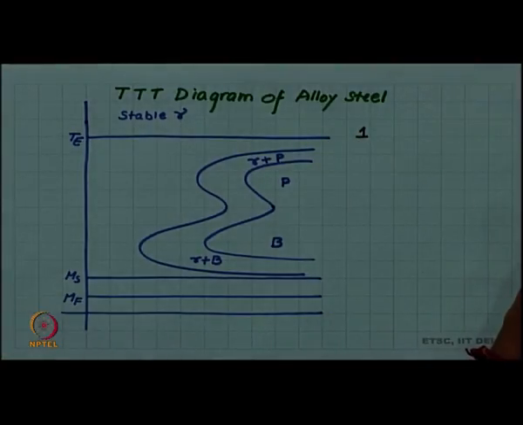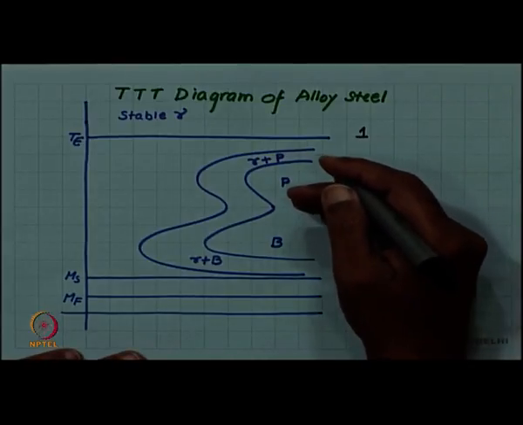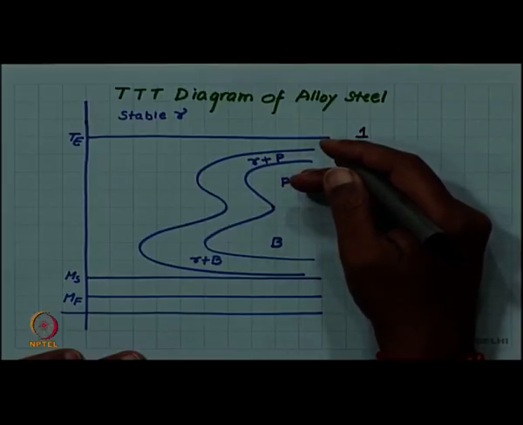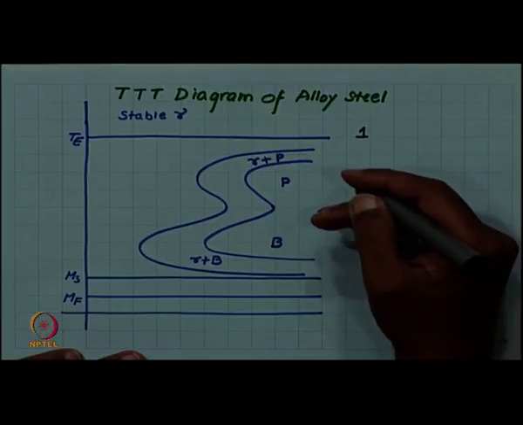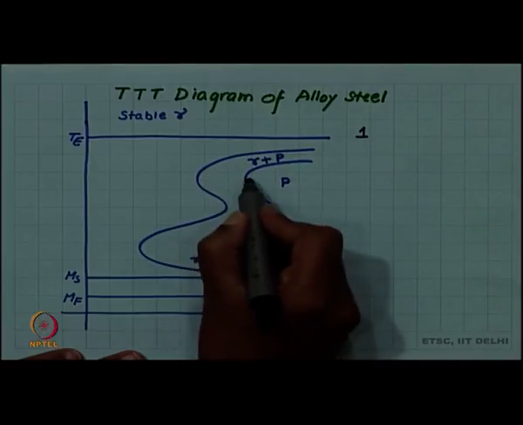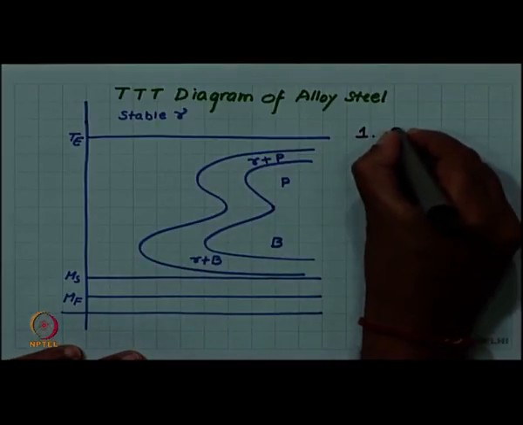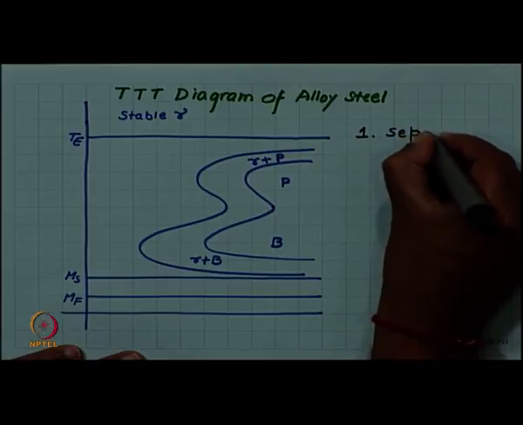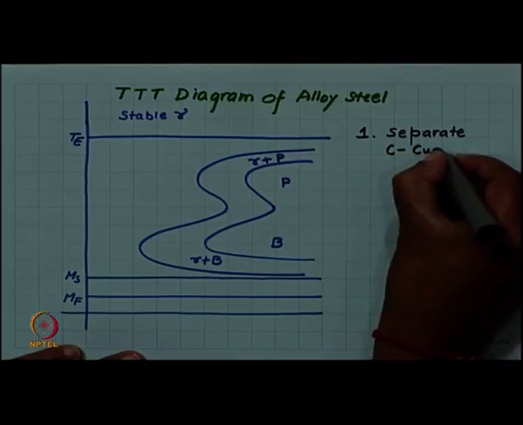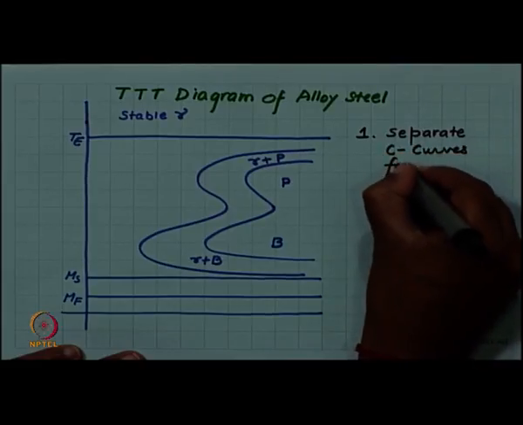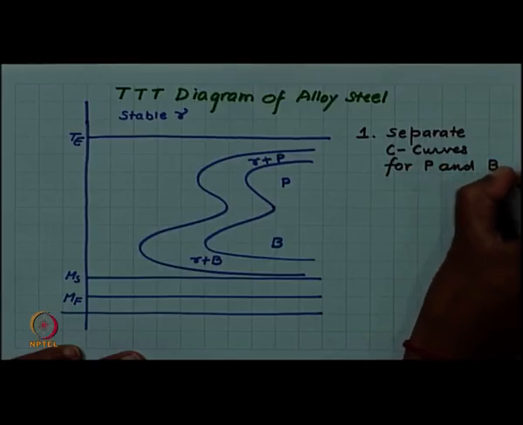In the case of plain carbon steel, the C curves for pearlite and bainite were merged, so that the upper part was for pearlite and the lower part was for bainite, and you had a single nose where they met. But now pearlite has its own nose and bainite has its own nose. So, the first thing is that there are separate C curves for pearlite and bainite.